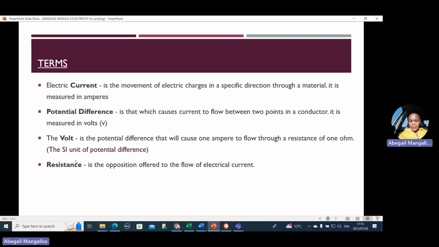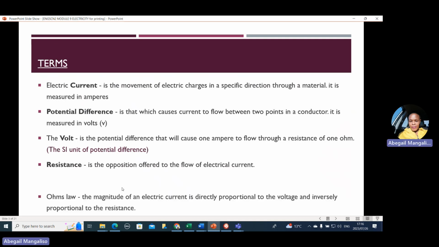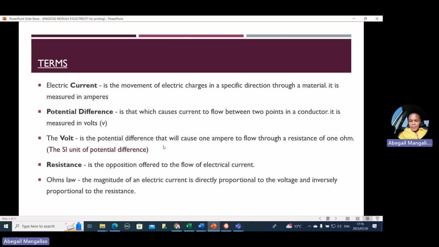Resistance. The symbol that is used to calculate resistance is capital letter R. Resistance is defined as the opposition offered to the flow of electrical current. And the SI unit of resistance is ohm. You will see the symbol on the next slide.